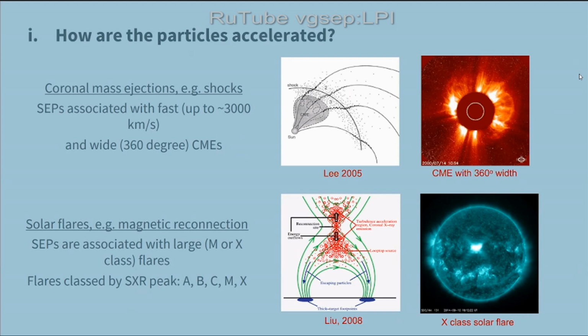For the solar flares, again, the large SEPs are associated with large solar flares. On this image here, you can see this very bright point on this image of the sun is an X-class solar flare. Solar flares are ranked according to their soft X-ray peak. So there's 5 different logarithmic classes, sorry. So you have A, B, C, M, and X. M and X are the largest ones, and those are the ones that are typically associated with these SEPs.